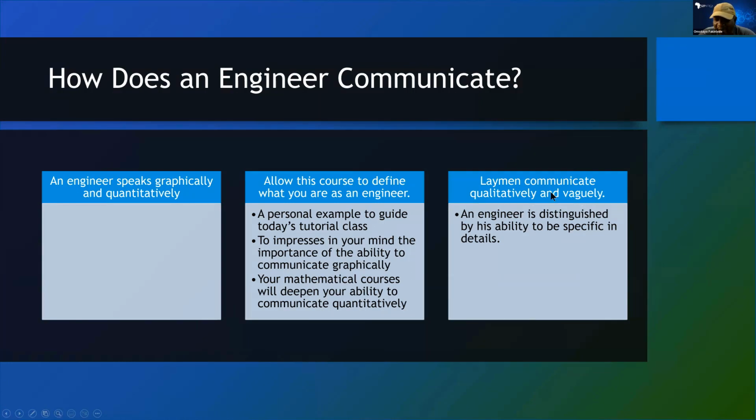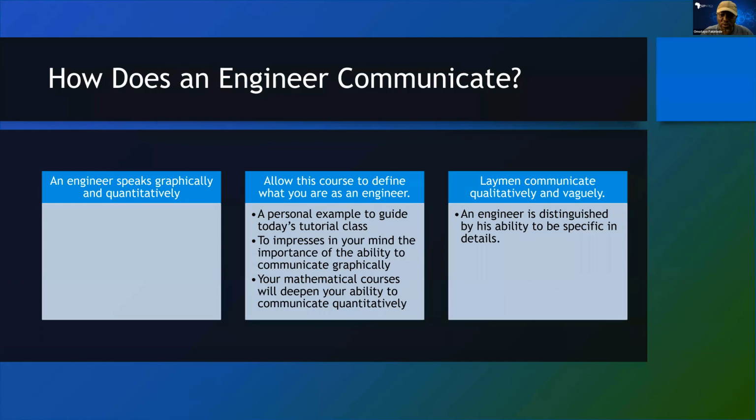A layman communicates qualitatively and vaguely. When you're a layman, you say, okay, please let the house be a bit tall. Let the table be big. An engineer will say, let the table be 2 meters wide. That's different from big. That is quantitative.